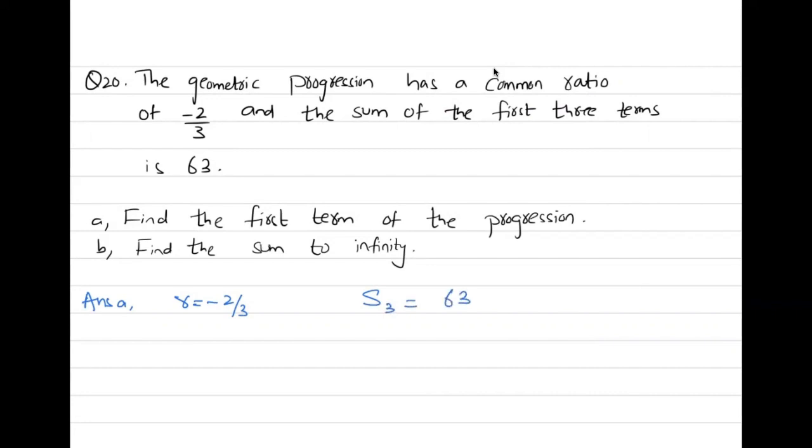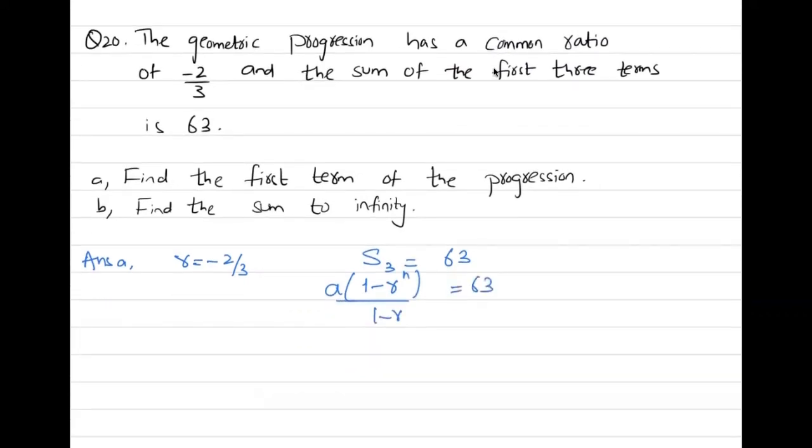Now, what is the formula for the sum of a geometric progression? a times 1 minus r to the power of n, over 1 minus r. So the first term is not known to us. The ratio is -2/3, so 1 minus (-2/3) to the power of 3, divided by 1 minus (-2/3), and the result is going to be equal to 63. Guys, use your calculator and give me the value of a.